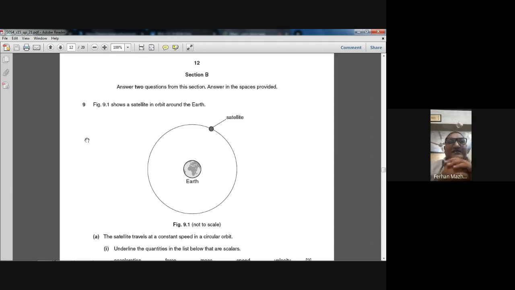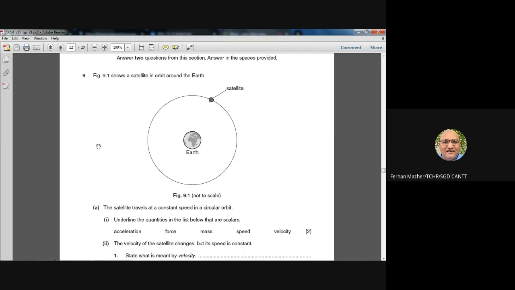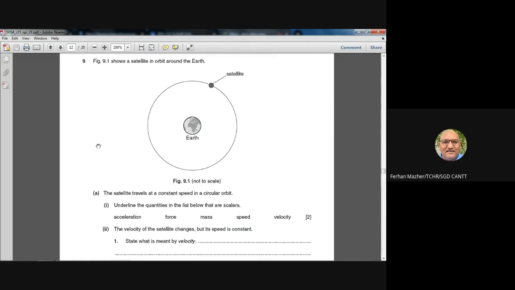So let's start. The first question is: Figure 9.1 shows a satellite in orbit around the Earth. The satellite travels at a constant speed in a circular orbit. Underline the quantities in the list below that are scalar. So what do you think? Which quantities are scalar?